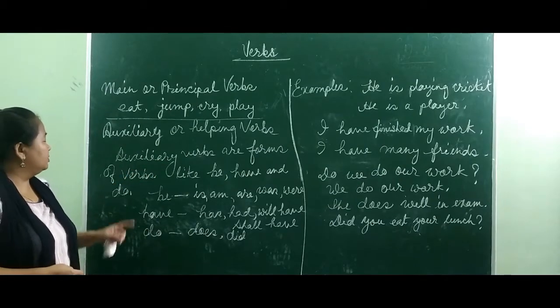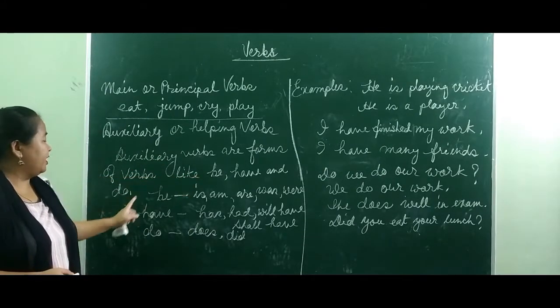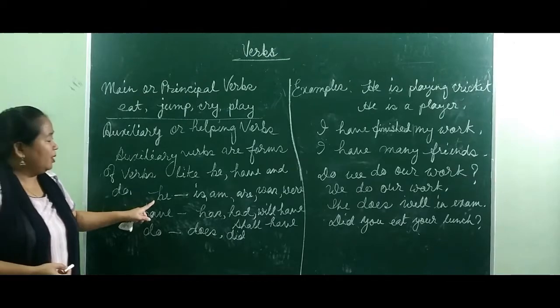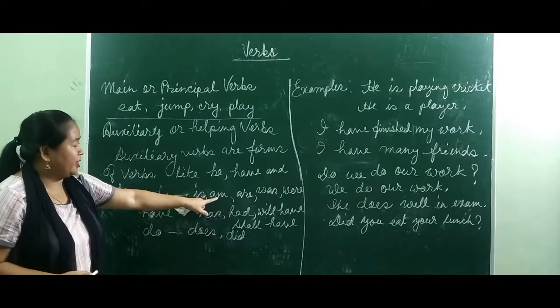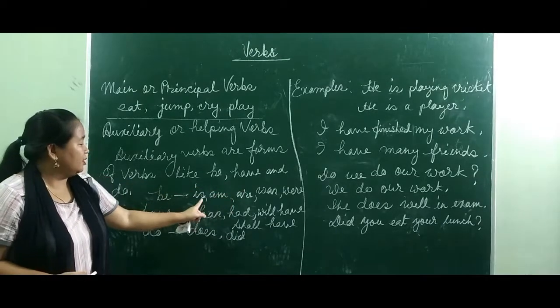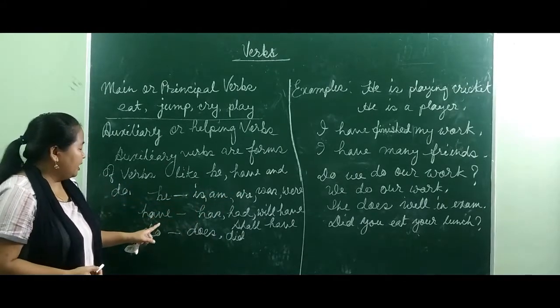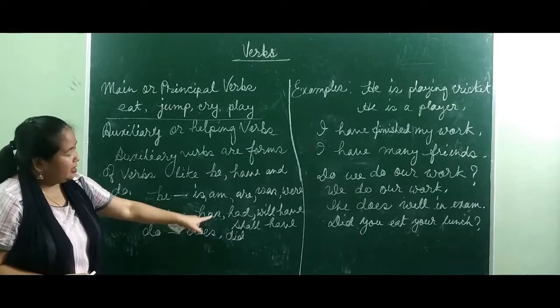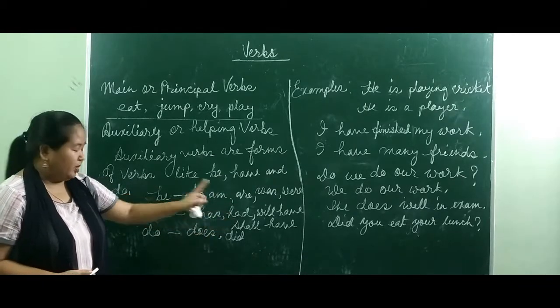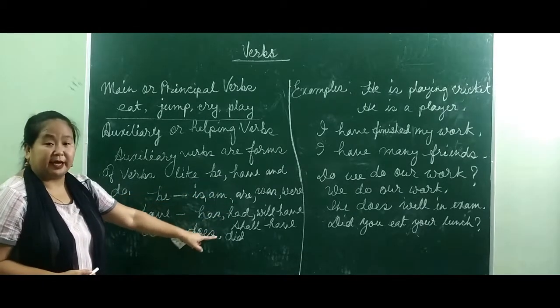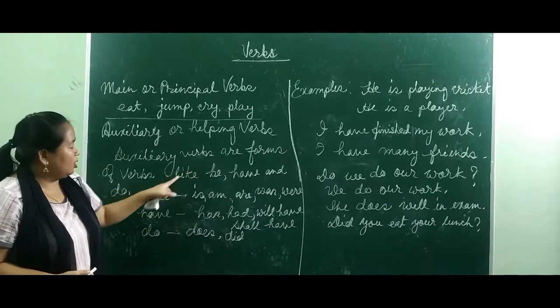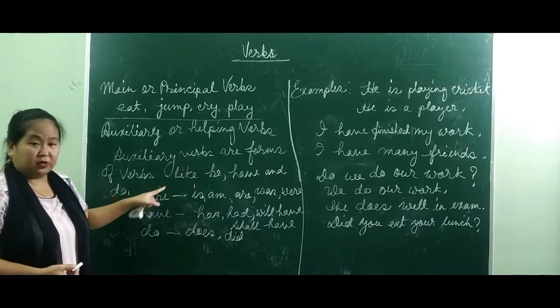Auxiliary verbs are forms of verbs like be, have, and do. The be verb may be used as is, am, are, was, were. So is, am, are, was, were are called be verbs. And have may be used as has, had, will have, shall have. And do may be used as does and did. So these are all called auxiliary.